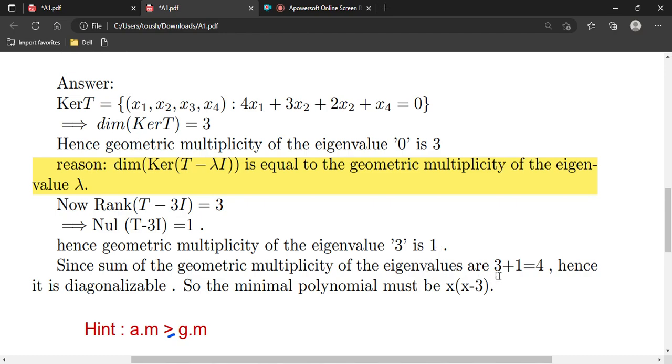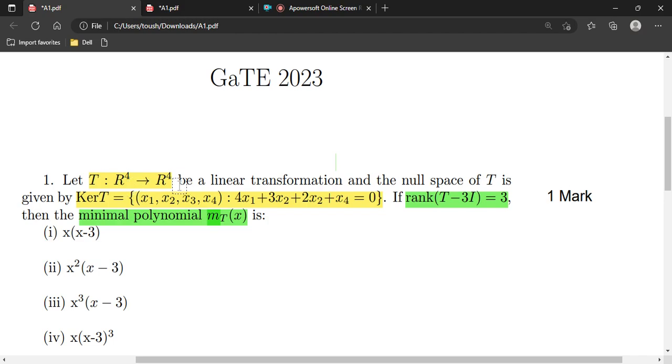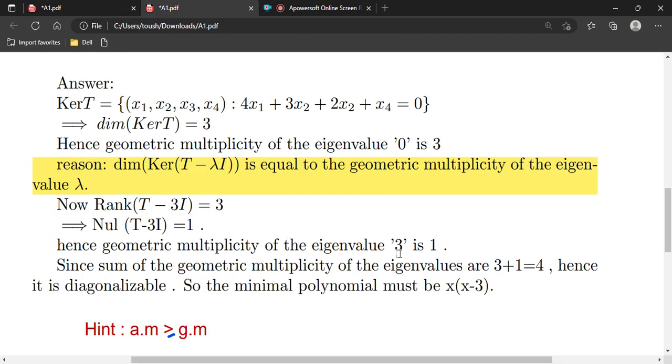So total geometric multiplicity is 4, and it's a transformation from R4 to R4, and you are getting that the geometric multiplicities add up to 4. That means you are getting 4 linearly independent eigenvectors, right? So from there you can say that the matrix is diagonalizable. Okay, because you know the result that if for a linear transformation from Rn to Rn you are getting n linearly independent eigenvectors, then the matrix is diagonalizable.